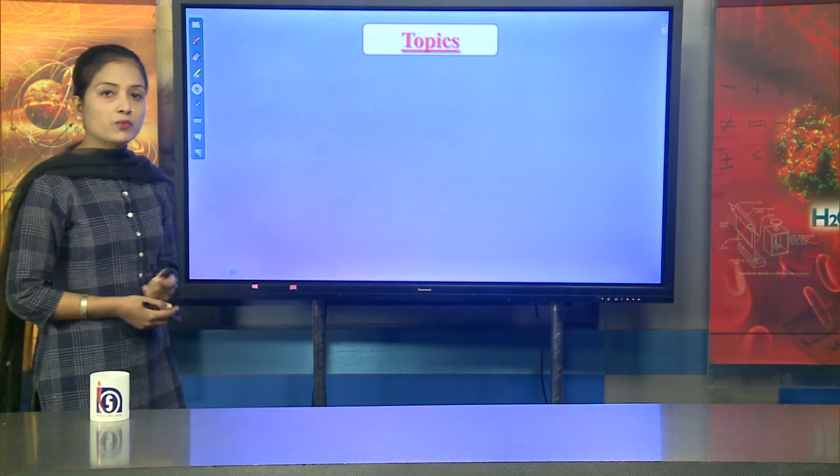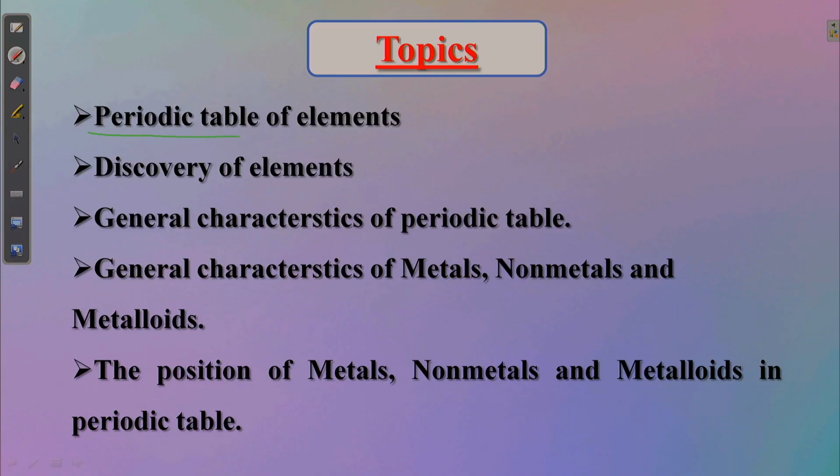The topics which we will discuss today: the periodic table of elements and the discovery of elements. Then we will discuss the general characteristics of the periodic table. Next we will discuss the general characteristics of metals, non-metals and metalloids. And lastly we will discuss the position of metals, non-metals and metalloids in the periodic table.